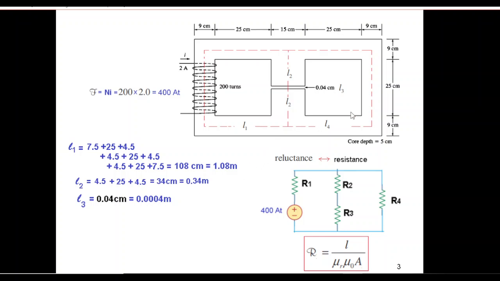And finally, L4 is same as L1, exactly same dimension. But for your information, I'll just copy from here. So we're going from here. 7.5, then 25, then 4.5, and then we're going up 4.5, 25, 4.5, and then again 4.5, 25, and 7.5. So this is also 108 centimeter or 1.08 meter. So we have calculated all the four lengths.